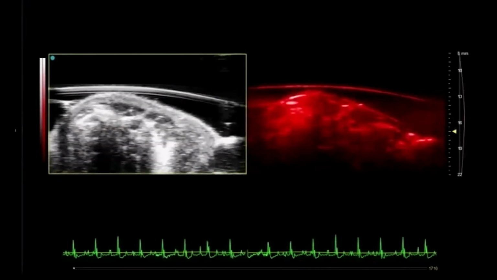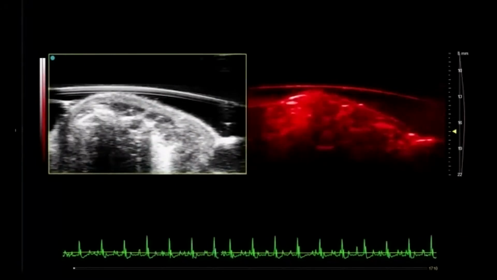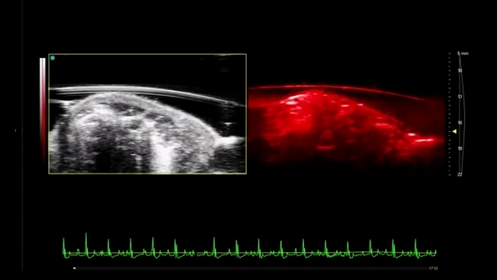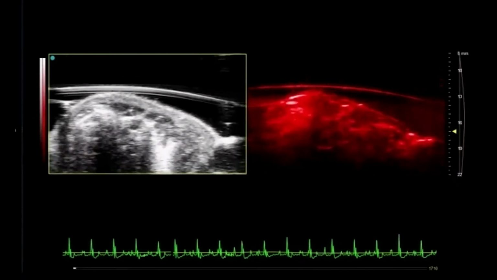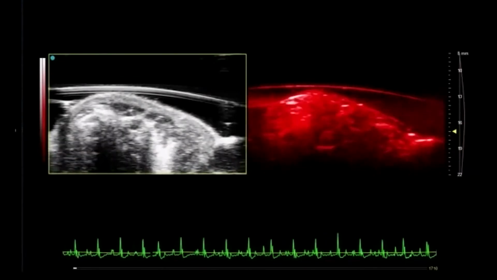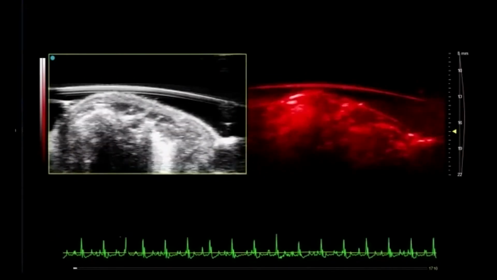And on the right-hand side, we have our photoacoustic image. You'll notice the image on the right is flashing a little bit, and that's because we're querying at different wavelengths to be able to capture data from angiostat as well as blood.